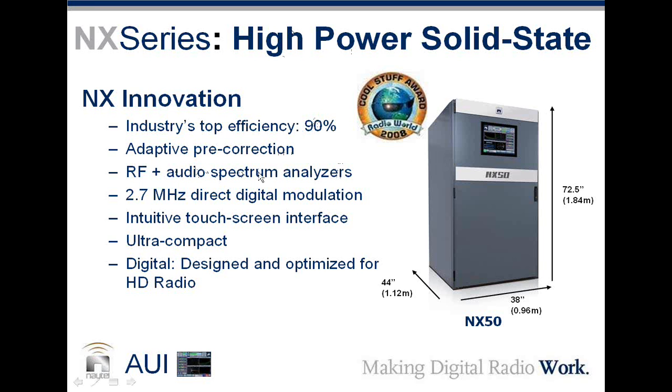It has both RF and audio spectrum analyzers as well as a network analyzer built into it. The modulation system has 2.7 megasamples per second. It has the intuitive touchscreen interface, which is basically the AUI, as Scott has said, which is this 17-inch color LCD touchscreen on the front of the transmitter. It is ultra compact, about the size of a refrigerator, and designed and optimized for HD radio as well as DRM, I should say.